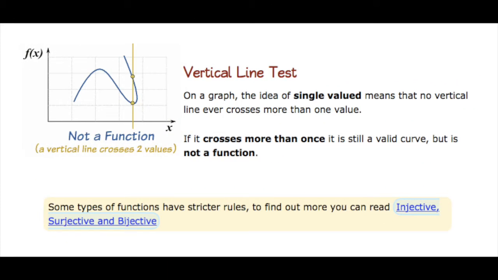Using the vertical line test, we will identify if it is a function or not. On a graph, the idea of single valued means that no vertical line ever crosses more than one value. If it crosses more than once, it is still a valid curve but is not a function. In this example, it shows that it is not a function because a vertical line crosses two values.